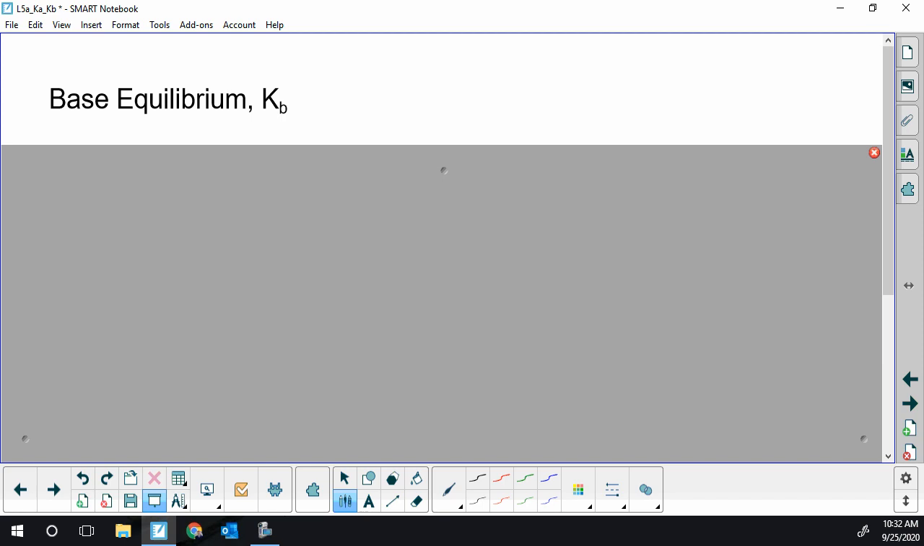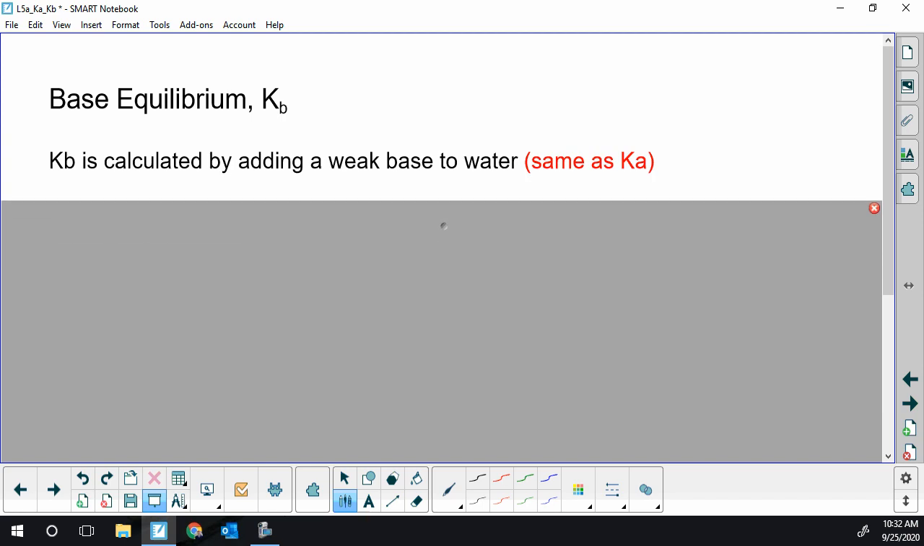Okay. So base equilibrium, Kb's. And this is where in AP, we're going to do some different types of equilibrium, but they're not really going to be harder. We'll go to KSP for solubility product, but all the fundamental skills are the same. So the AP unit that's next is almost easier than this unit because it's building on the same skills. So like an acid, we've got that Kb is calculated by a weak base in water. Okay? It cannot be any other weak acid.